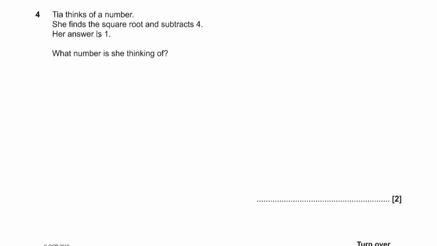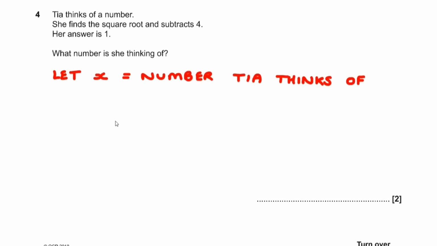Question 4. Tia thinks of a number. She finds the square root and subtracts 4. Her answer is 1. What number is she thinking of? Let's begin by letting x equal the number that Tia thinks of. The first thing she does with this number x is square root the number. Then she subtracts 4. The answer she gets is 1. We need to find out what x is.